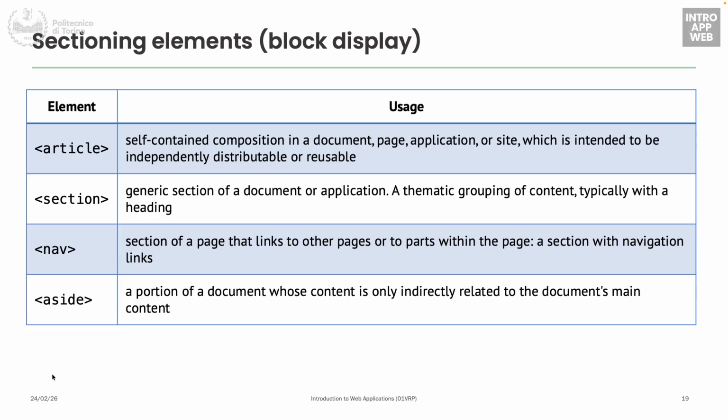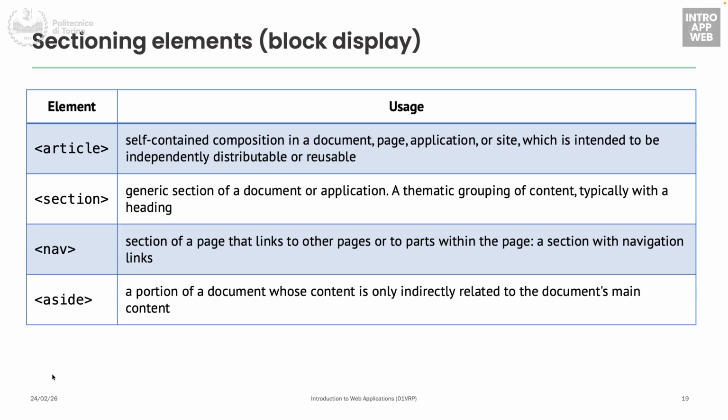So specifically, there are four elements that we would like to use at this point. One of them is the article, that is a self-contained composition in a document that is intended to be independent. It can be reusable. What does it mean reusable? It means that in a web page you can have several articles. It's a section that can be replicated.